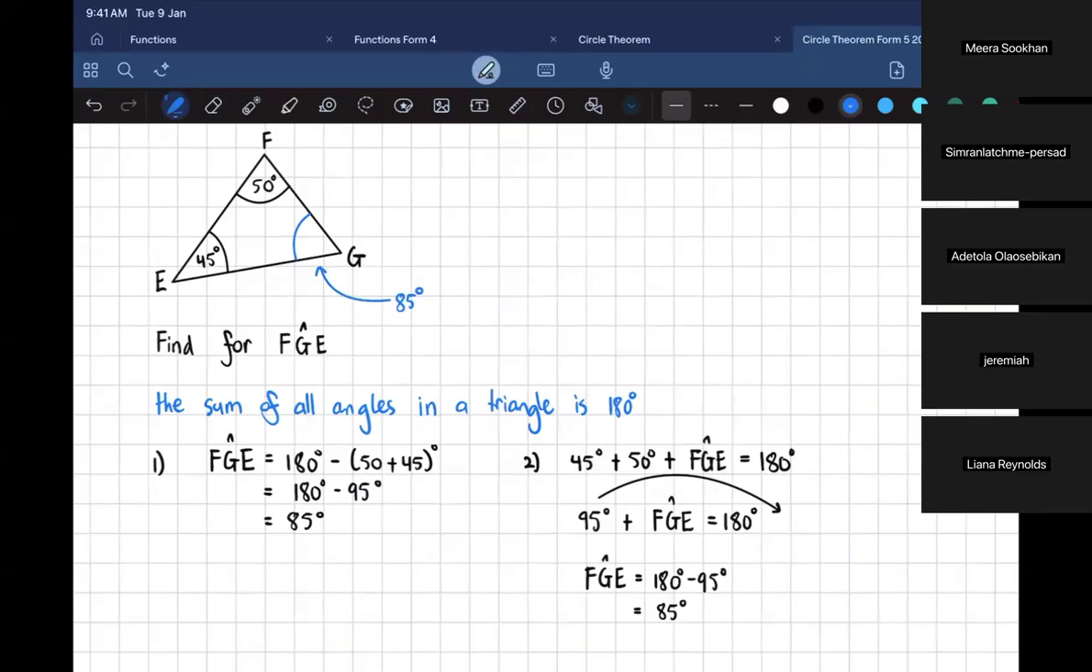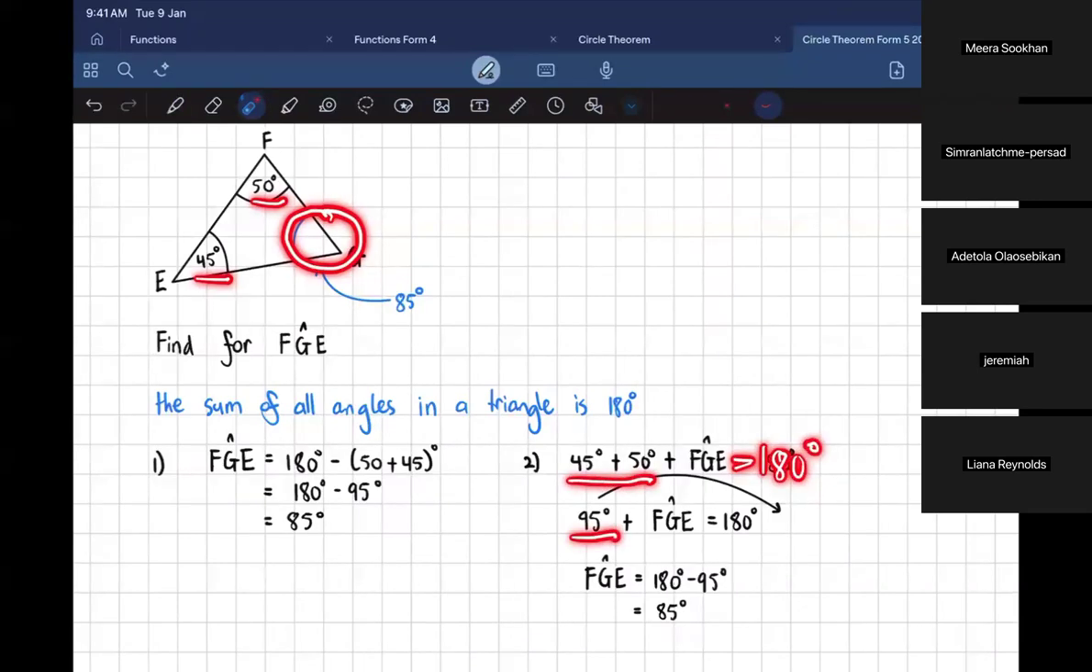Thank you. No problem. So we're adding up all the angles in the second method. We're adding up 45, 50, and this angle, and putting it equal to 180. Then we simplify. So 45 plus 50 is 95. Then I move it across, and that leaves me with FGE. So FGE is 85 degrees. That was one way you could have done it. The other method would have been to simply add up these two and take it away from 180 if you wanted to find the remaining angle. So these are the two methods. So Liana, you understand? Yes, sir, I do. Thank you.